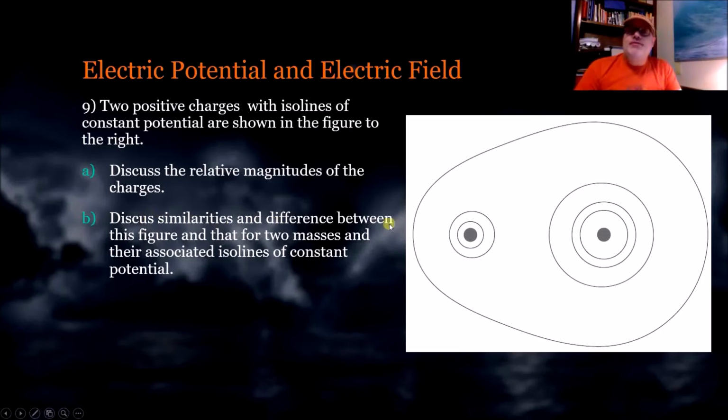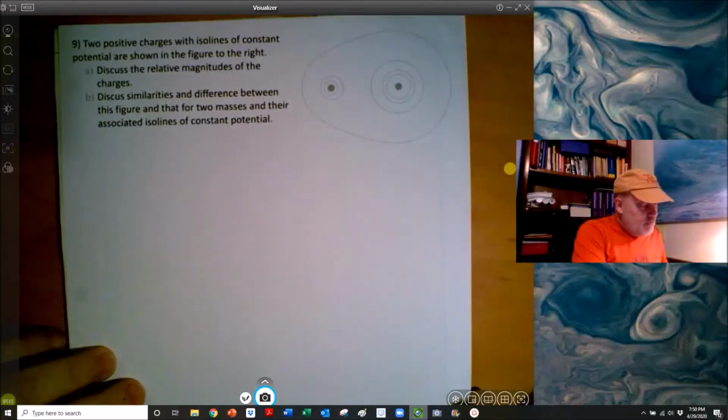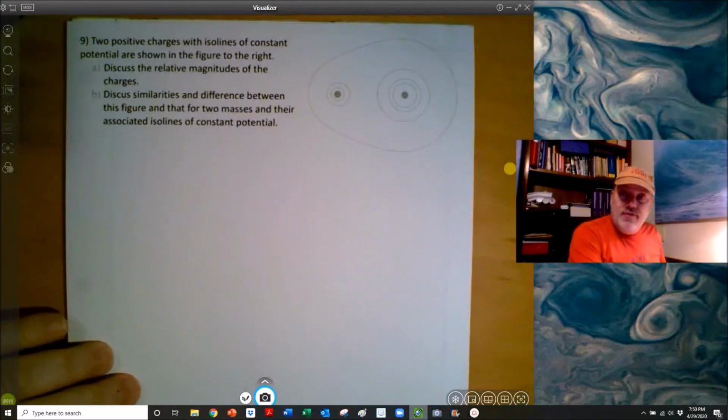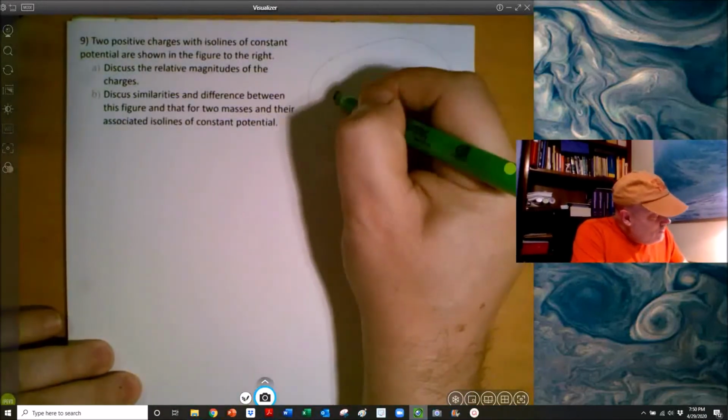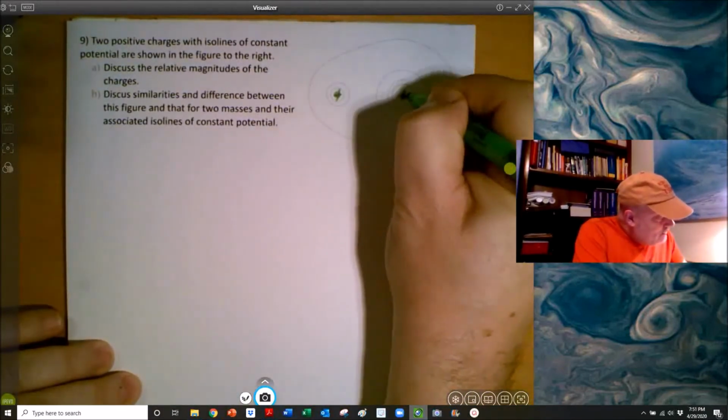Discuss the similarities and differences between this figure and that of 2 masses and their associated isolines of constant potential. So if these were 2 masses instead, what would be the similarities and differences of the isolines of constant gravitational potential for the mass, and constant electrical potential for the charges? Okay, 2 positive charges have isolines as shown.